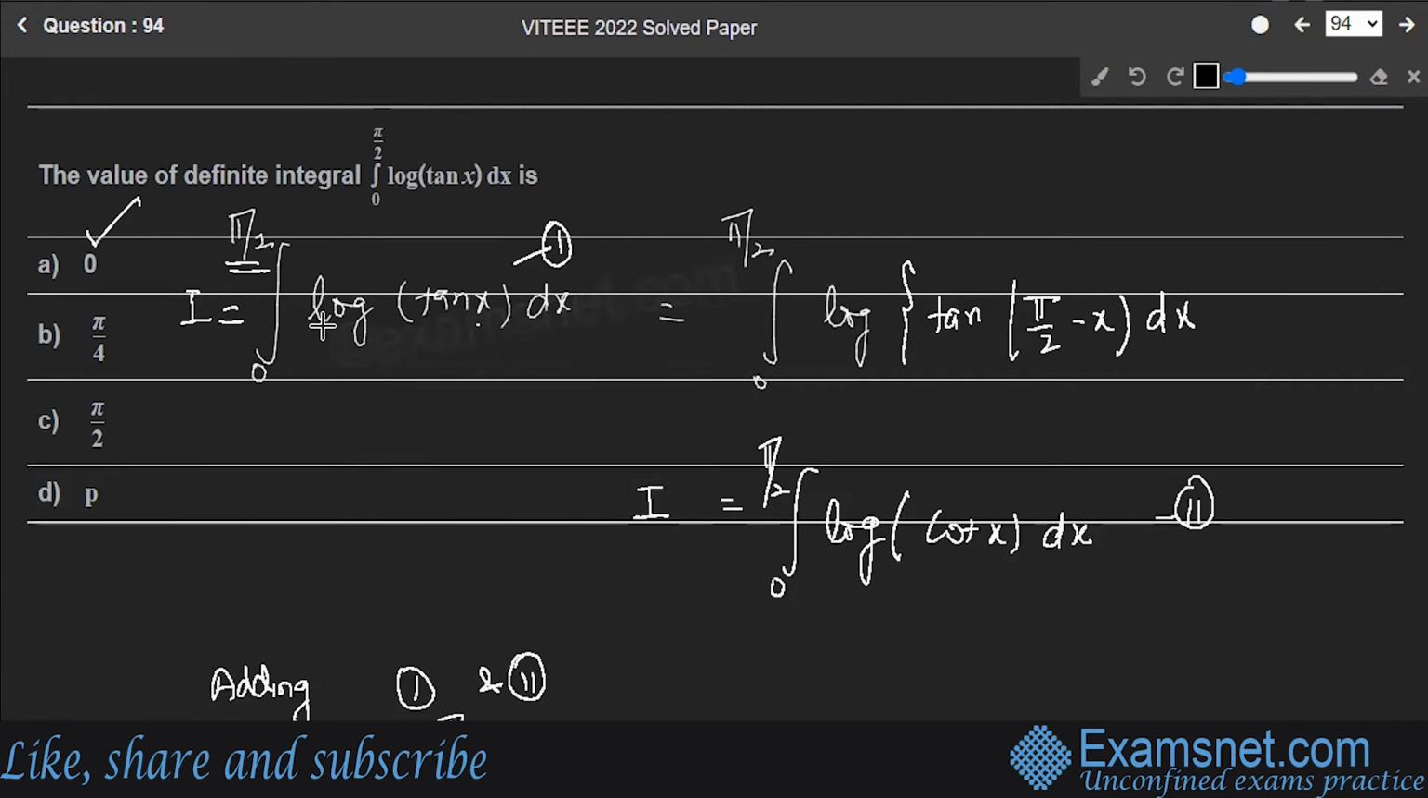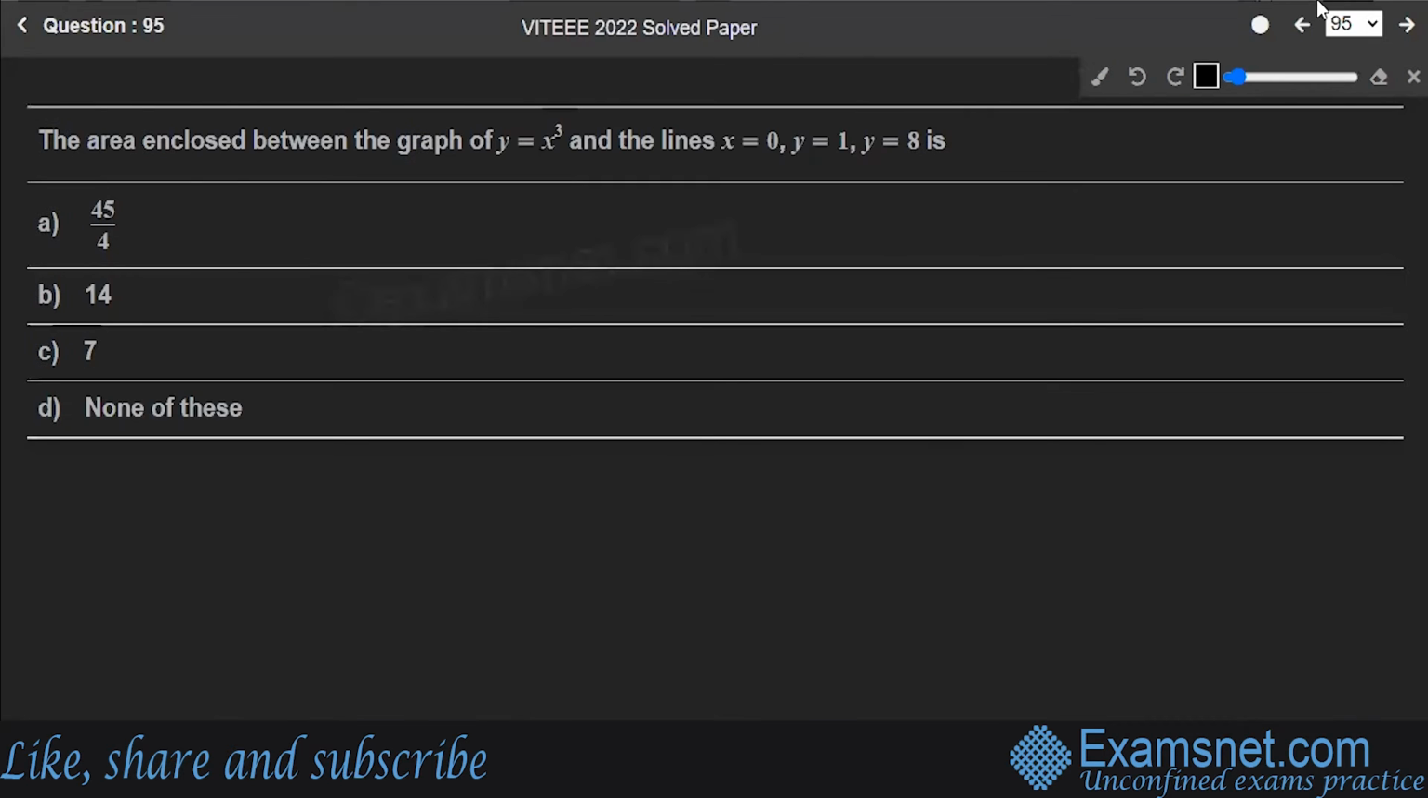That makes your A option the correct answer. Hope you understood this. Next, question number 95. This question says: the area enclosed between the graph y is equal to x cube and the lines x is equal to 0, y is equal to 1, y is equal to 8 is what?